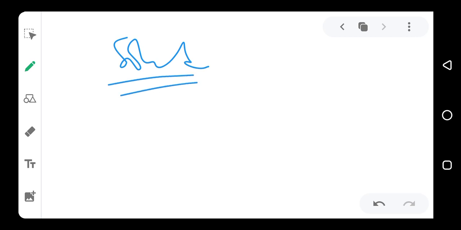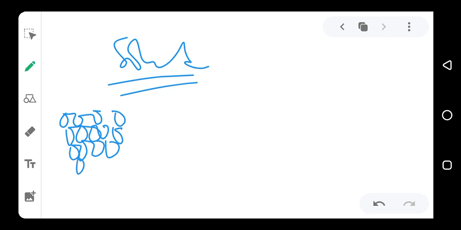For solid, the molecules are arranged this way. They are very close to each other, very tight. And because they are very tight, very close to each other, they don't move. They can only stay in one place and shake, so they don't move around.